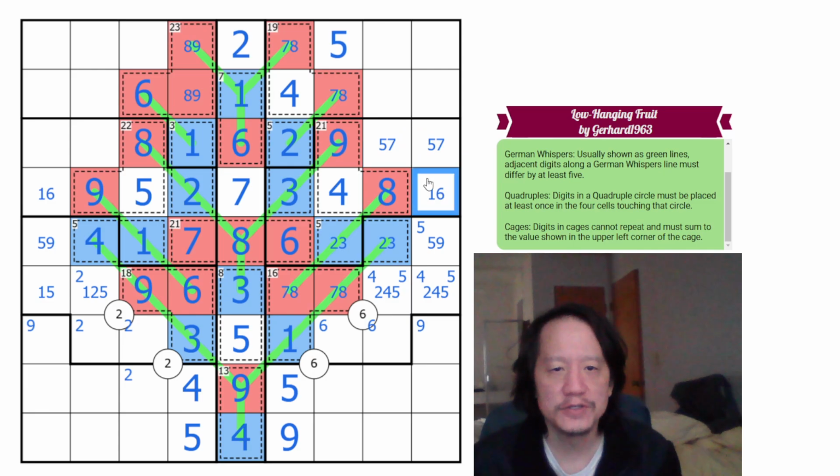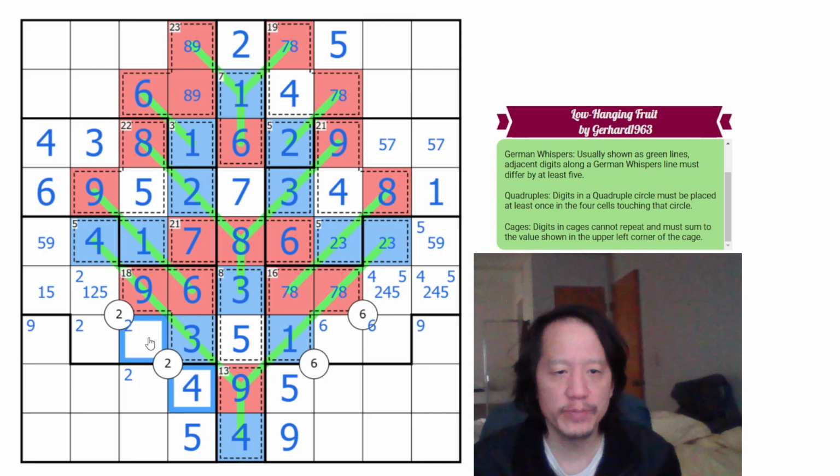And this can't be 6 because of the 6 here, so this must be a 1. So therefore, this is 6. This has to be a 6. We don't know about this. This has to be 3 and 4, and this can't be 4, so this is 3, which makes that a 4.